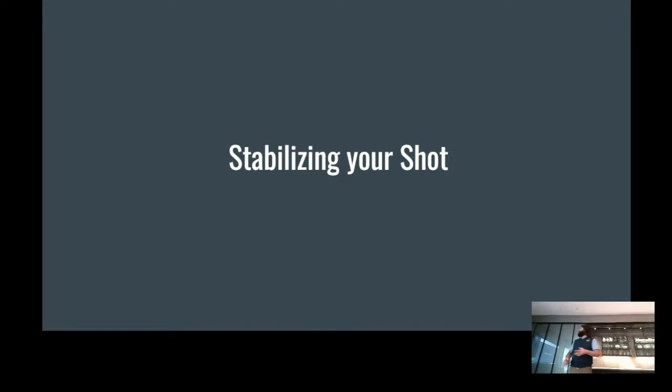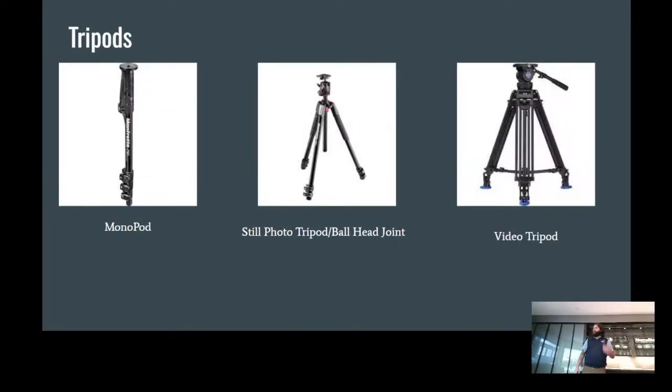Stabilizing your shot. Again, we talked a little bit about this last week with tripods and still photography, but there are three main types of tripods. You've got monopods, pretty self-explanatory. You've got a still head tripod or ball head joint. They call it a ball head because it twists and spins, but it has three legs, a tripod. And then you have a video tripod.